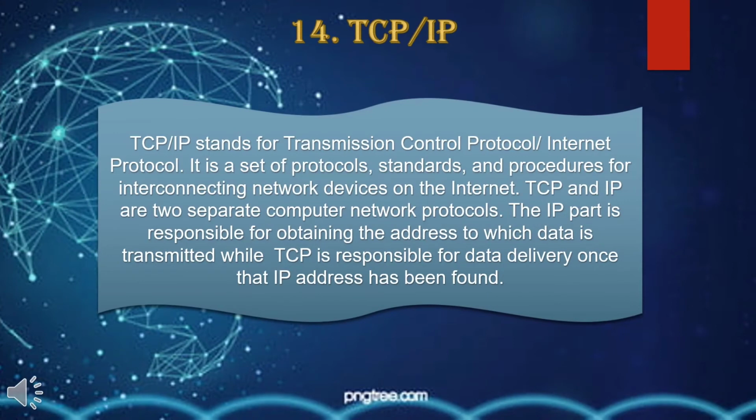Now, let's see about TCP and IP. TCP stands for Transmission Control Protocol, while IP stands for Internet Protocol. It is a set of protocols, standards, and procedures for interconnecting network devices on the Internet. TCP and IP are two separate computer network protocols. The IP part is responsible for obtaining the address to which data is transmitted, while TCP is responsible for data delivery once the IP address has been found.